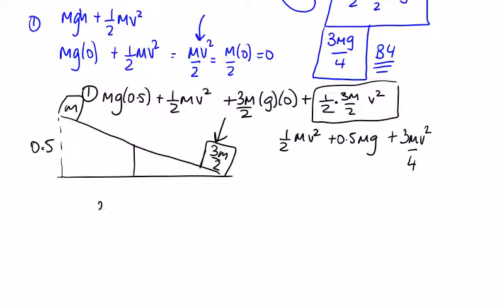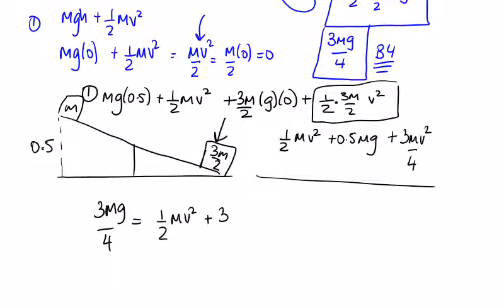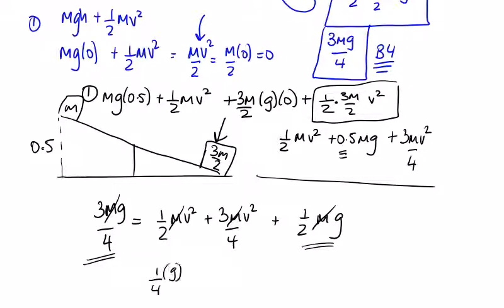Then letting these equal to each other. Before it was 3 mg over 4, afterwards is 1 over 2 mv squared plus 3 mv squared over 4, bringing the v squareds together, plus I'll write this as 1 over 2 mg. Dividing by m, I have 3/4 of a g on the left, and I'm bringing a half over to it, so 3/4 g minus a half g is just going to give me a quarter g, or g over 4.